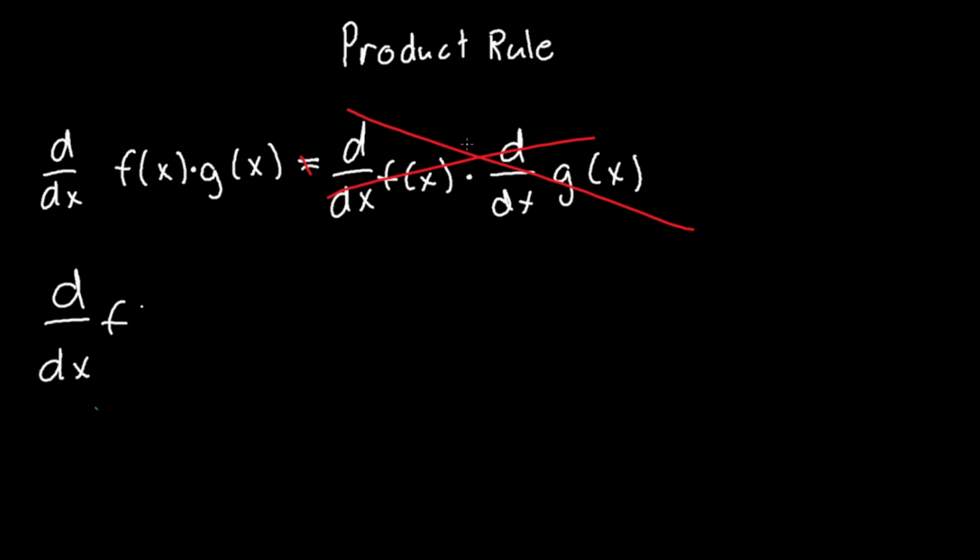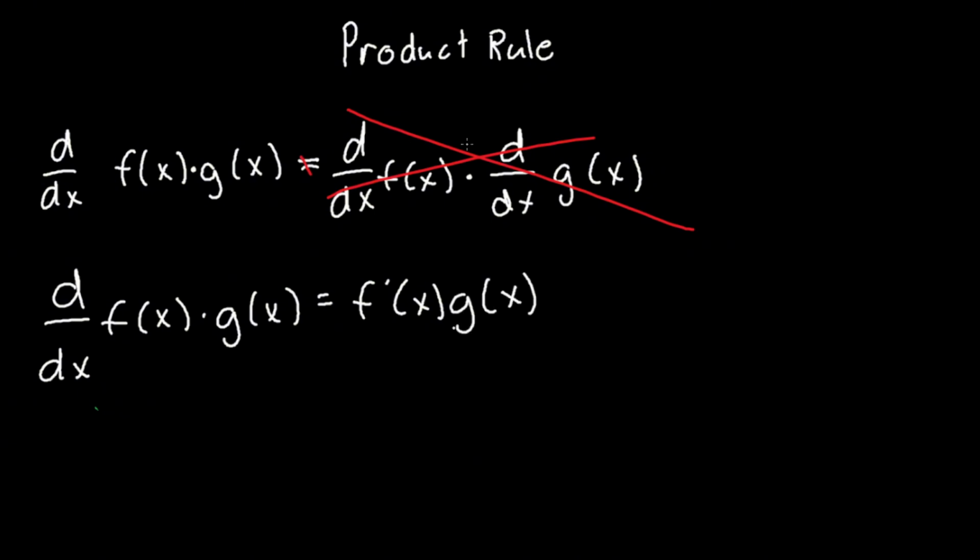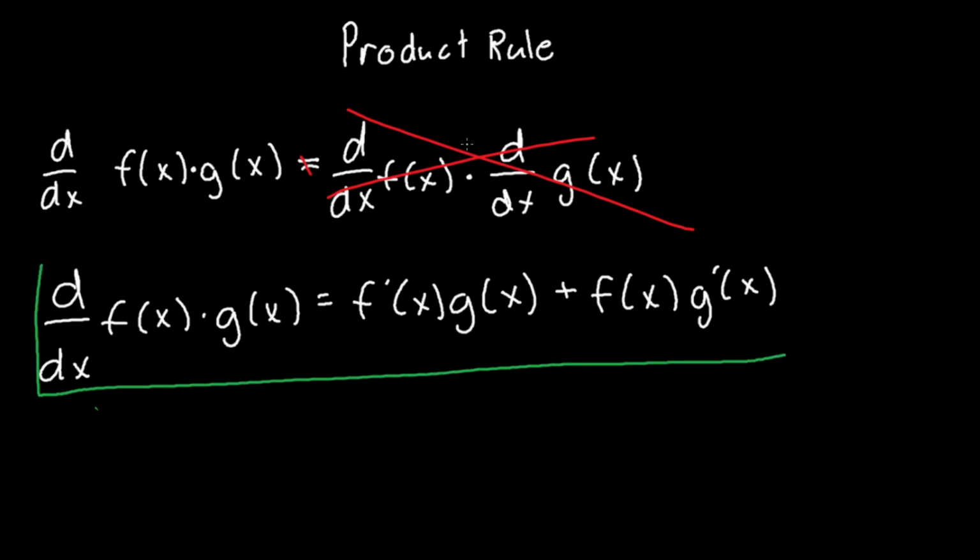So what's the product rule? Well, the derivative of some function f of x and g of x multiplied together is equal to f prime of x, so the derivative of f, times just the function g, not the derivative of the function g, plus just the function f times the derivative of your function g. And this right here is your product rule.